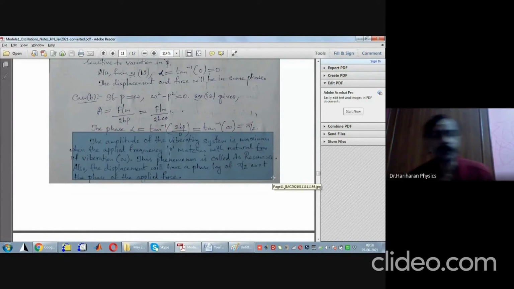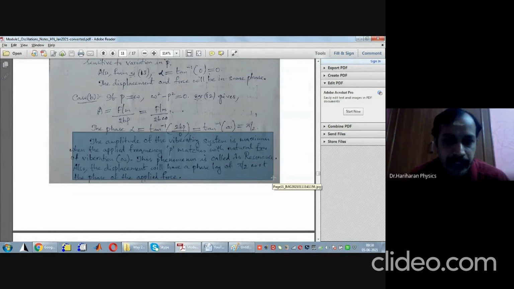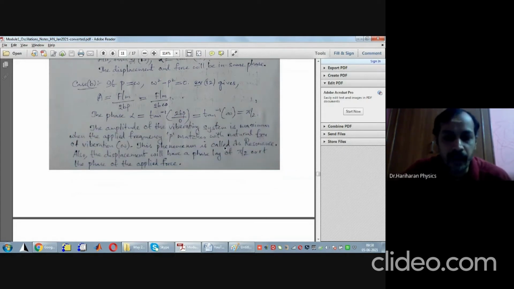Once again I'll repeat. If the applied frequency matches with the natural frequency of vibration, which is given by omega equal to square root of k by m, then the amplitude of the vibrating system is going to be maximum, and this phenomenon we call resonance. And there will be a phase lag of pi by 2 between the displacement and the applied force.